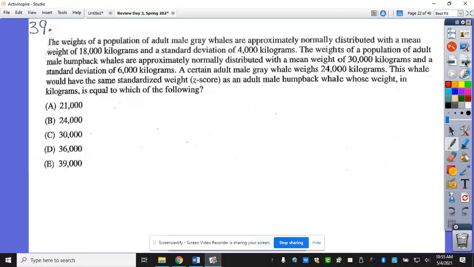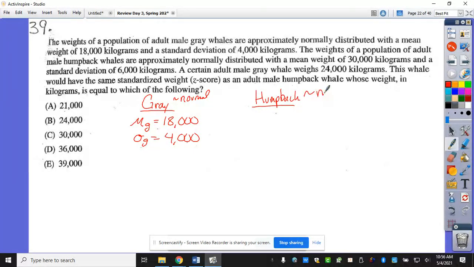So we've got two different things. We've got adult male gray whales. It says they're approximately normal with a mean of 18,000 and a standard deviation of 4,000. And then we also talk about adult male humpback whales. It says again that they're approximately normal, with a mean of 30,000 and a standard deviation of 6,000.